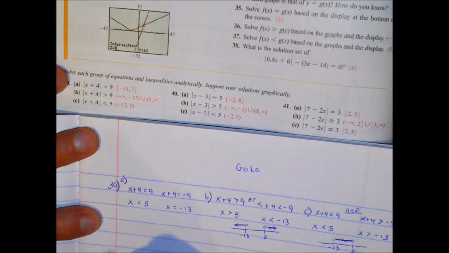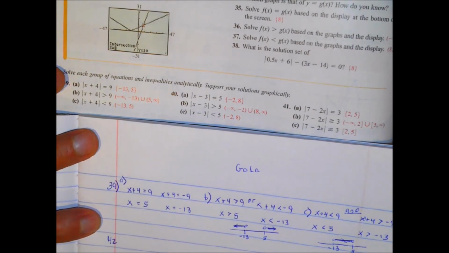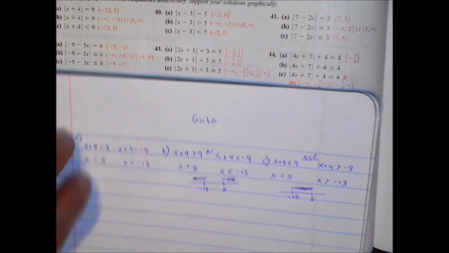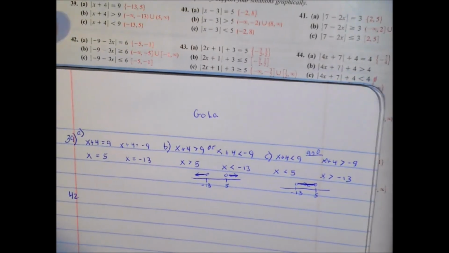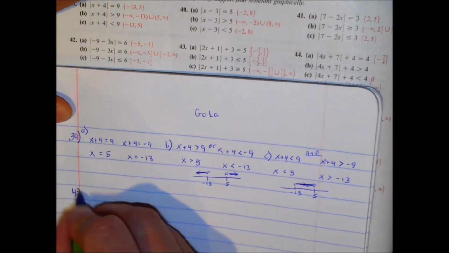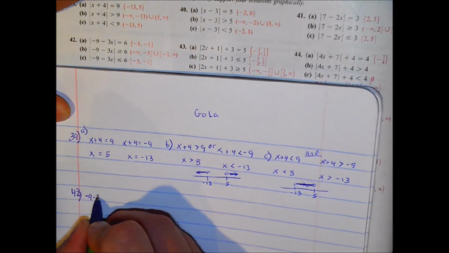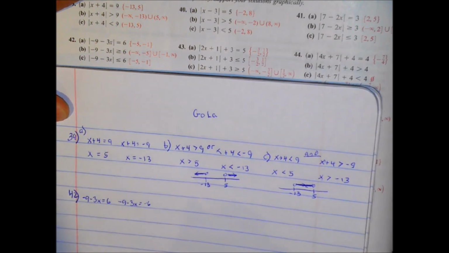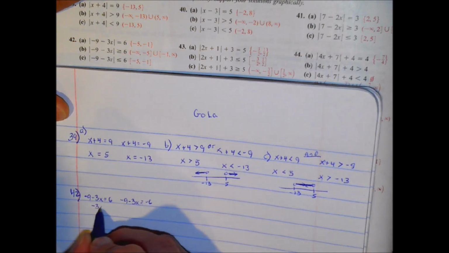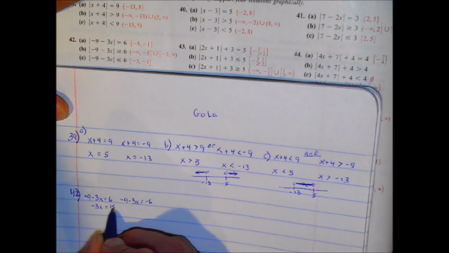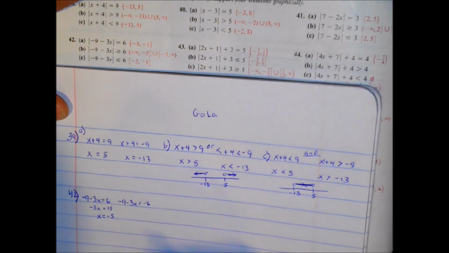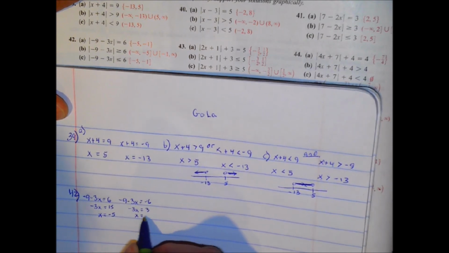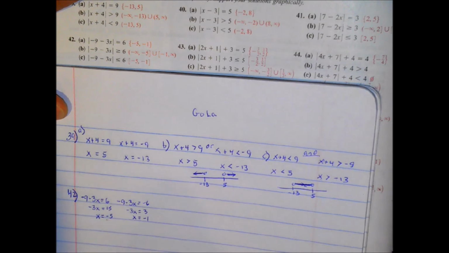Okay, 42. Sorry, you couldn't see that too well. Okay, there's 42. So the first one, negative 9 minus 3x equals 6. Negative 9 minus 3x equals negative 6. Solve them. Add the 9 over to the other side, makes 15. And divide gives you negative 5. Add that over, gives you 3. Divide gives you negative 1. So you have negative 5 and 1 as your other two answers.